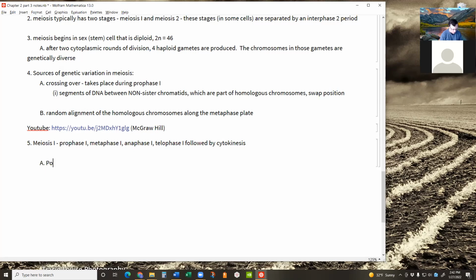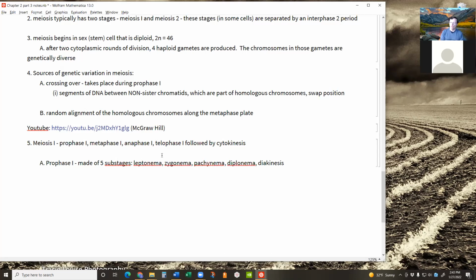So we have prophase 1, which itself is made of 5 substages that geneticists are looking at. The 5 substages of prophase 1 are leptonema, zygonema, pachynema, diplonema, and the 5th and final substage of prophase 1 is called diakinesis.